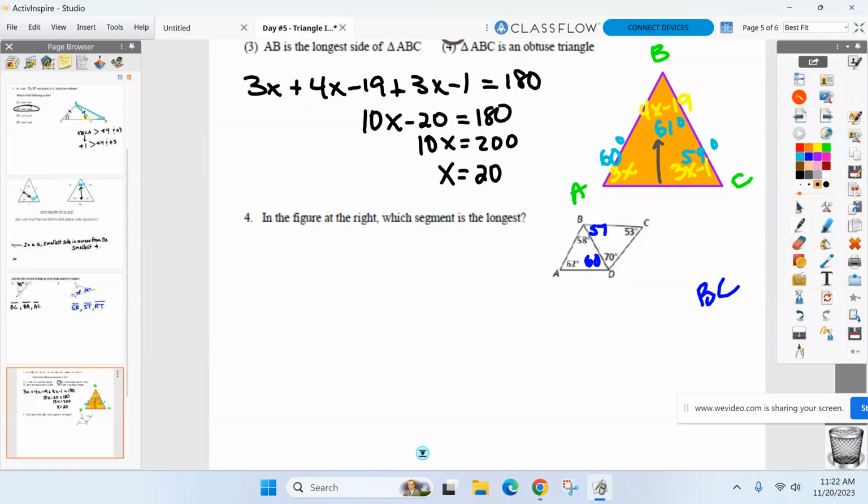But what am I looking for? The biggest side overall in the diagram. There might be a bigger side than BC. All right. BC, using that thinking, is just the biggest side in that triangle. Maybe not overall in the diagram.